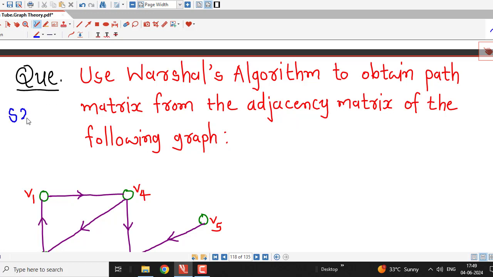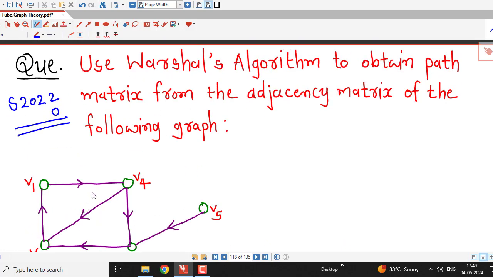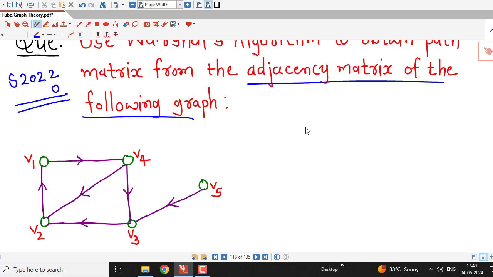This question was asked in the GTU summer 2020 or 22 exam. I am not sure, but it was asked in a GTU exam. So here I have this directed graph, and we are asked to use Warshall's algorithm to obtain the path matrix from the adjacency matrix of this graph. So first we have to write down the adjacency matrix for this graph, and for that we have to first write down the given vertices in a particular order.